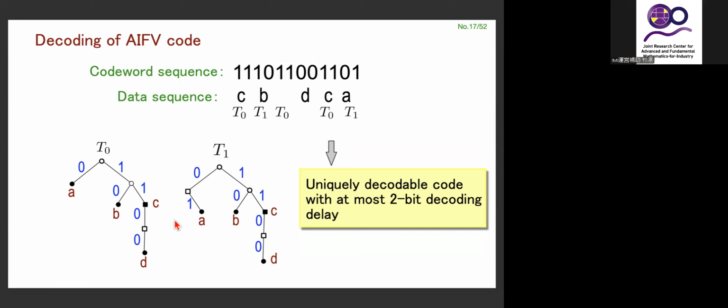However, when we decode source symbol C, which is assigned a master node, we need to look ahead 2 more bits to distinguish C and D. Therefore, this AIFV code has a maximum 2-bit decoding delay.